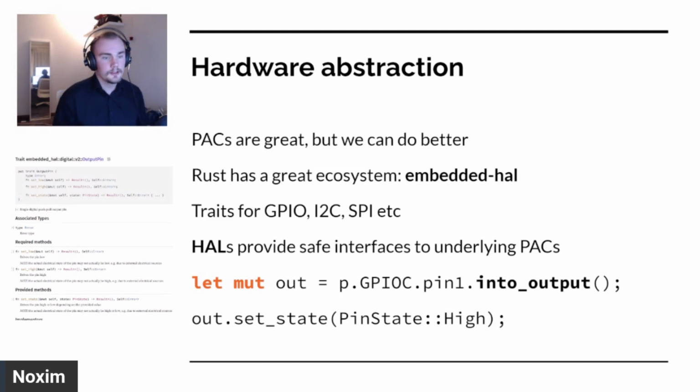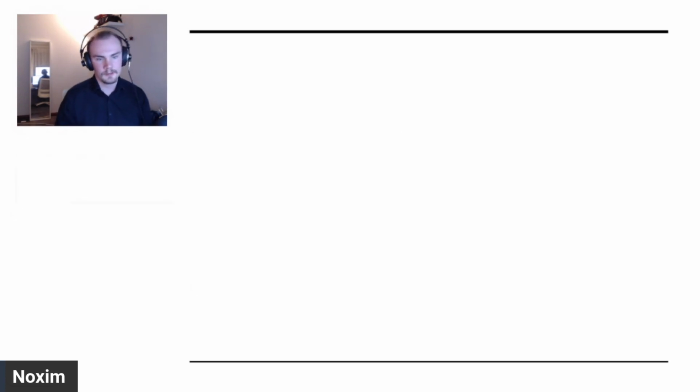For that, you need what's called a chip-specific hardware abstraction layer, which implements those traits on top of the peripheral access crate that you just generated. And with that, the API for setting a pin on looks more like this. You have the peripheral singleton again, but now you can turn it into a higher-level, strongly typed pin that's configured as an output pin, and then you can safely write different states to it without dealing with any registers or hardware-specific stuff.